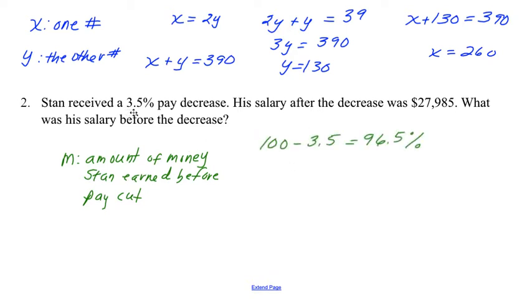He had a 3.5% decrease. So what is that as a percentage? 100% is what he was earning, and he got a 3.5% decrease, so we subtract that to give us 96.5%. As a decimal, that's 0.965. If we take 0.965 times his salary, that ends up being 27,985. Solving for M, we get 29,000.